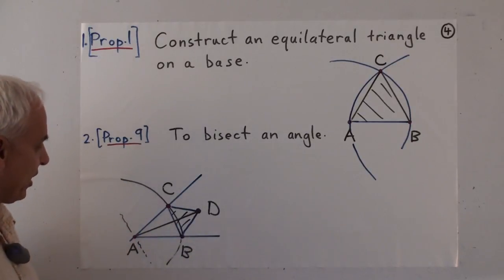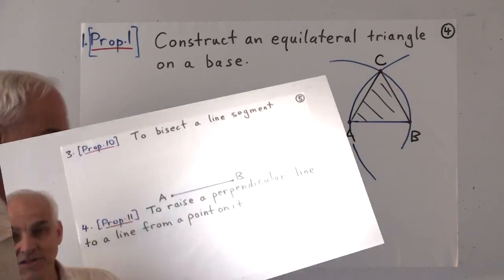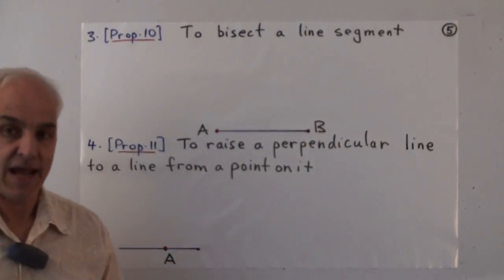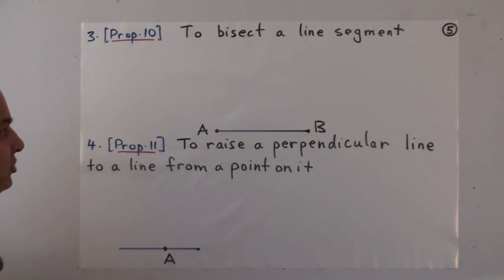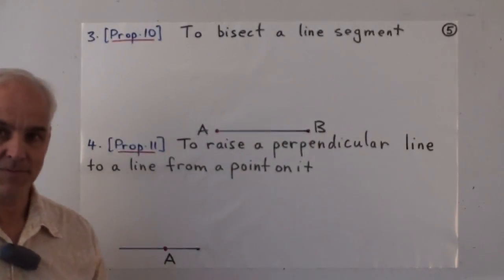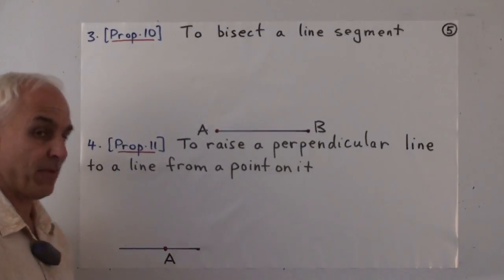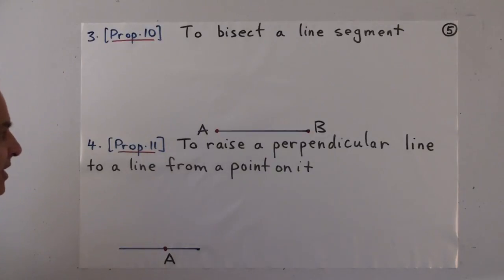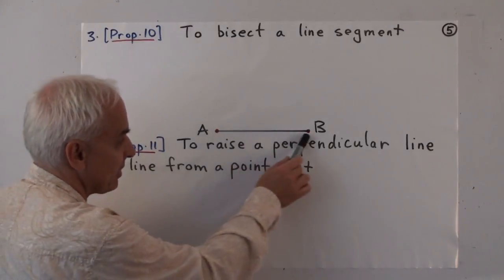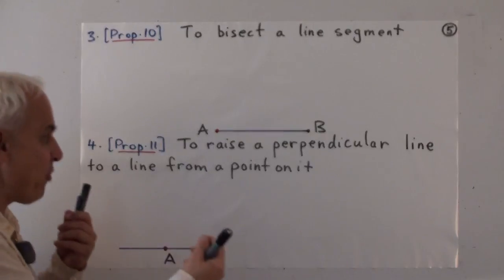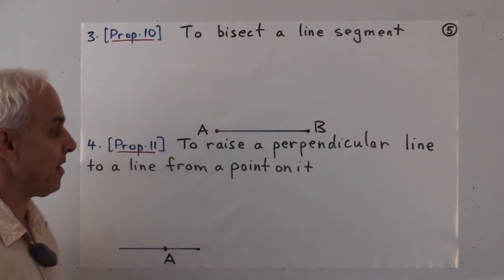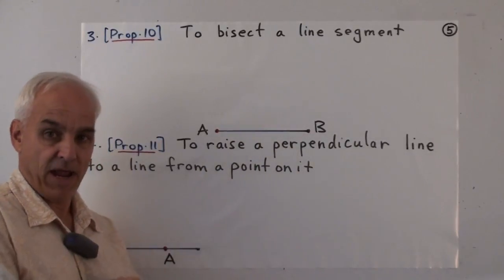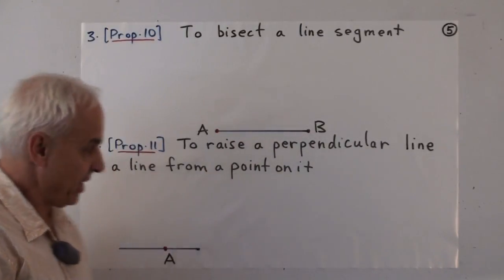quite reasonable geometrically. In our next construction, number 3, we're going to look at proposition 10, which is to bisect a line segment. And this is, again, pretty well exactly Euclid's wording of the proposition. So the story is that we have a line segment. In other words, we have two points and the line connecting them, A, B. And we would like to find a point which is halfway between A and B. So what do we do?